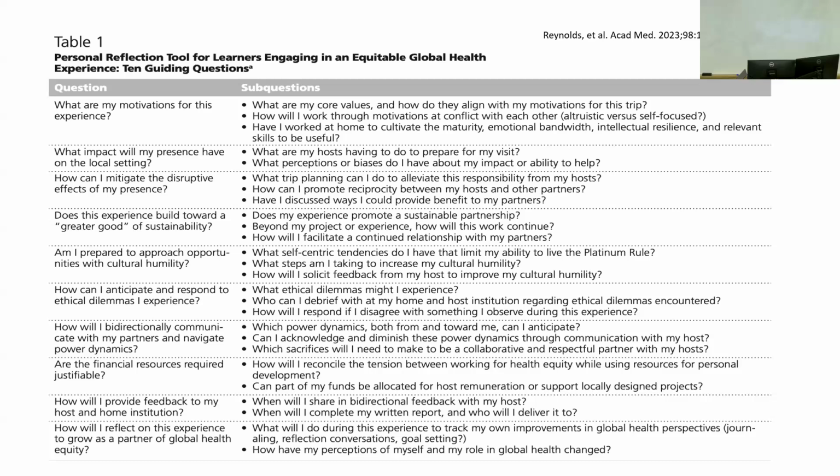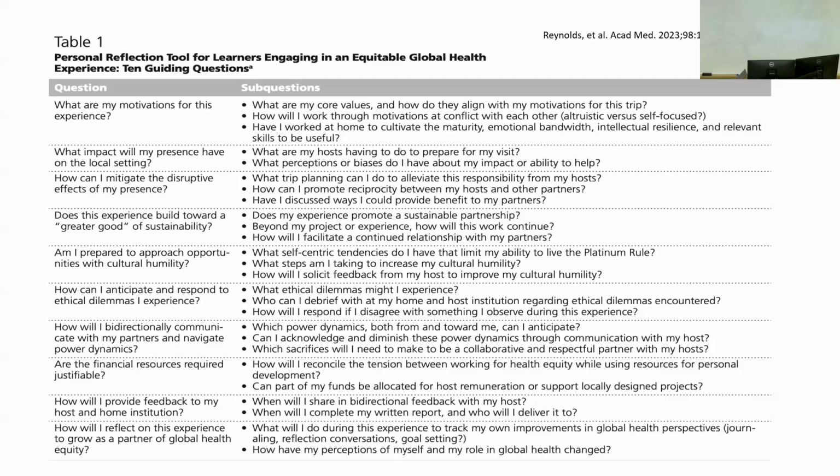What are my motivations for this experience? What impact will my presence have? How can I mitigate the disruptive effects of my presence? Does this experience build toward a greater good of sustainability? Am I prepared to approach opportunities with humility? How can I anticipate and respond to ethical dilemmas? How will I bidirectionally communicate with my partners and navigate power dynamics? Are the financial resources required justifiable?